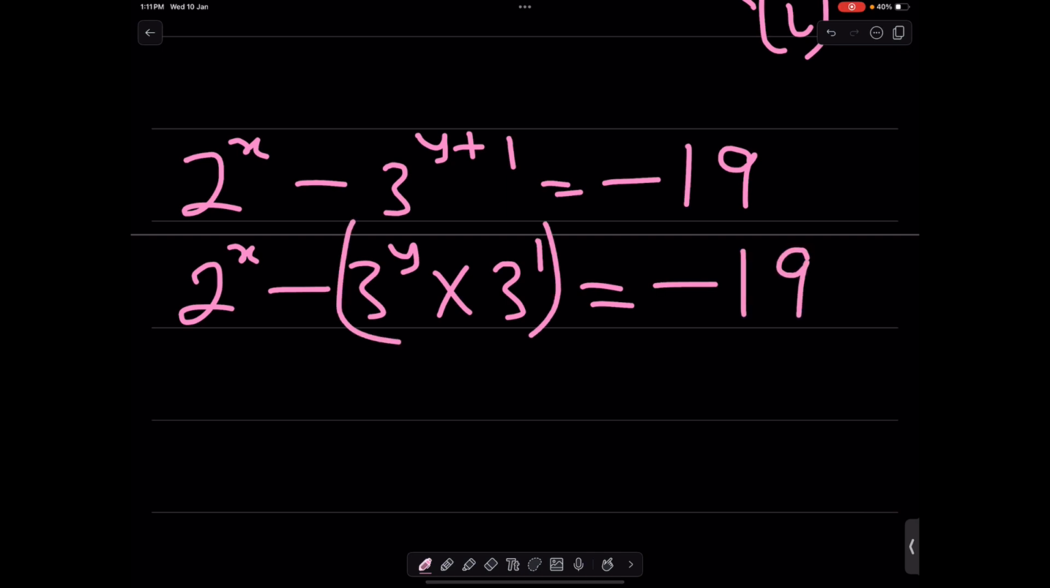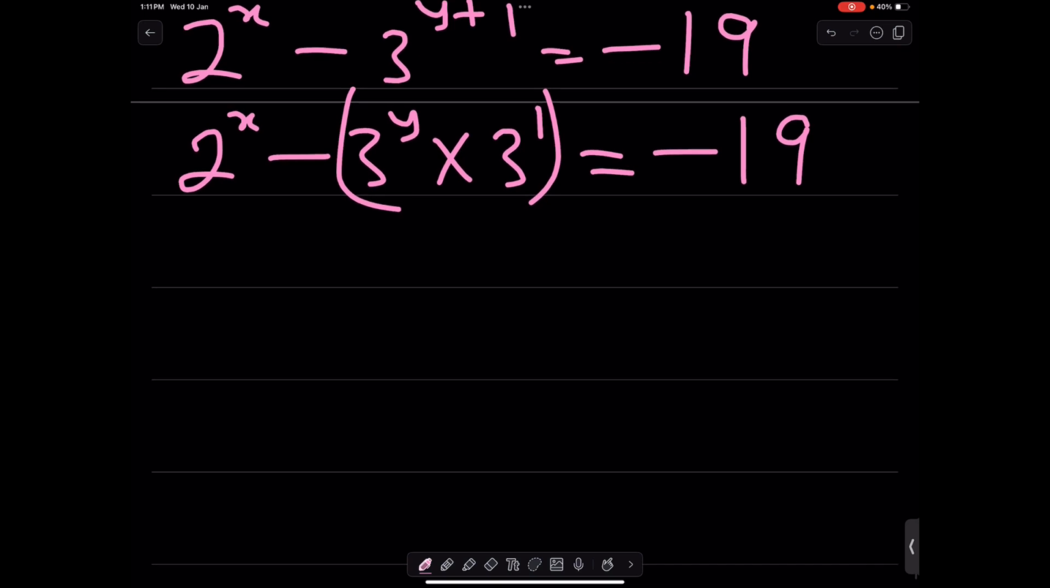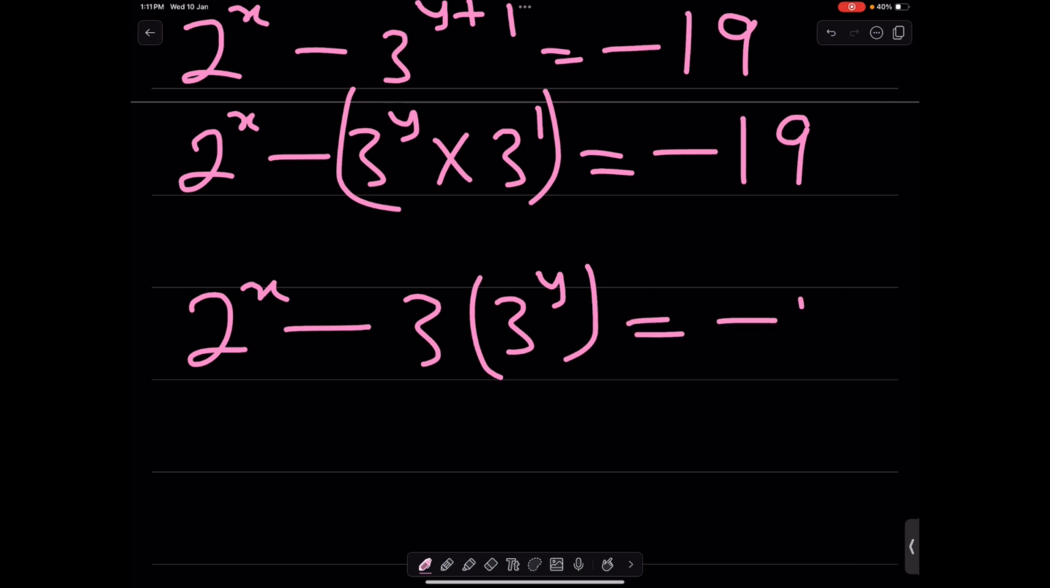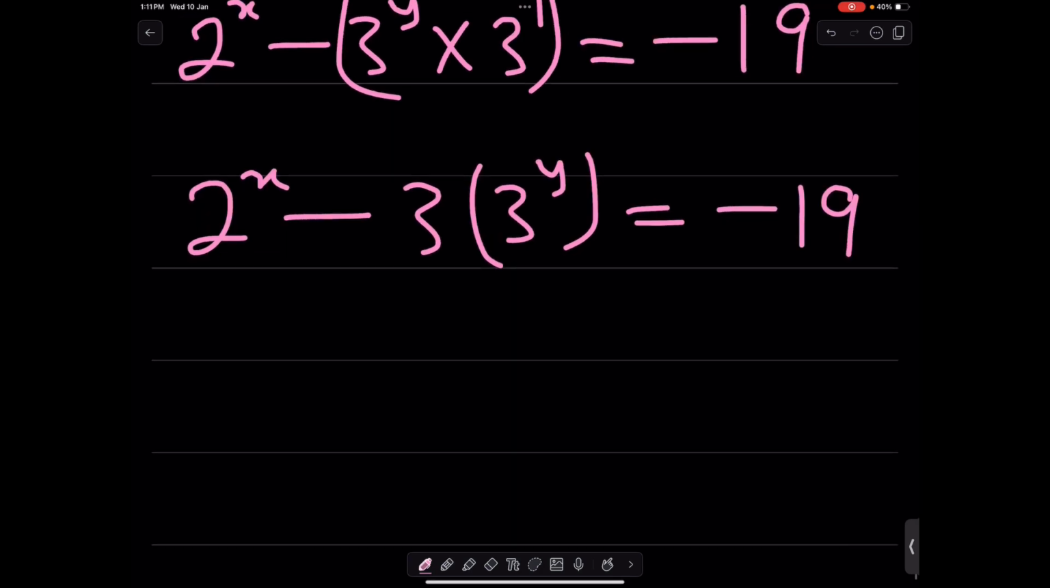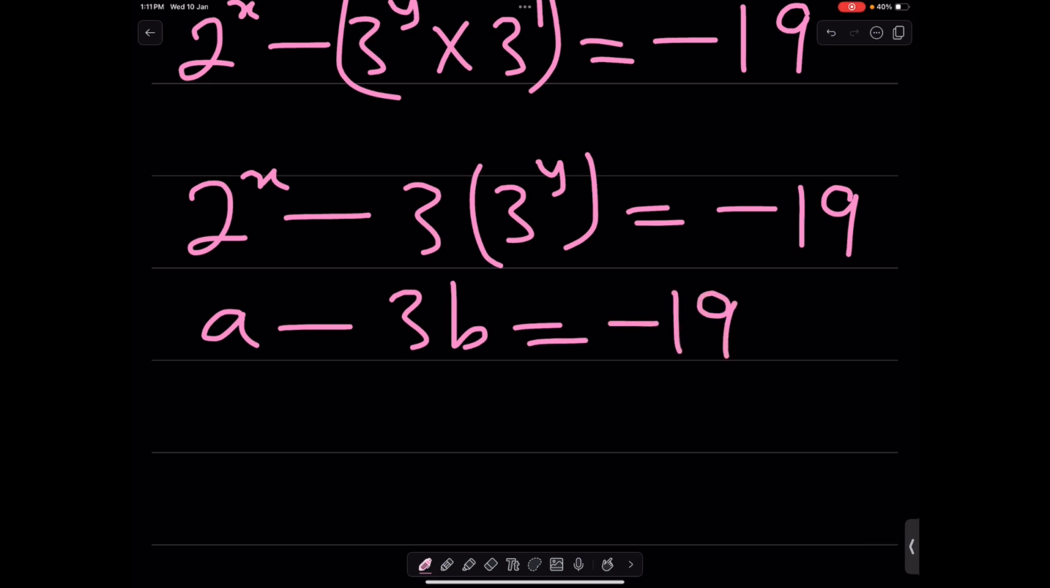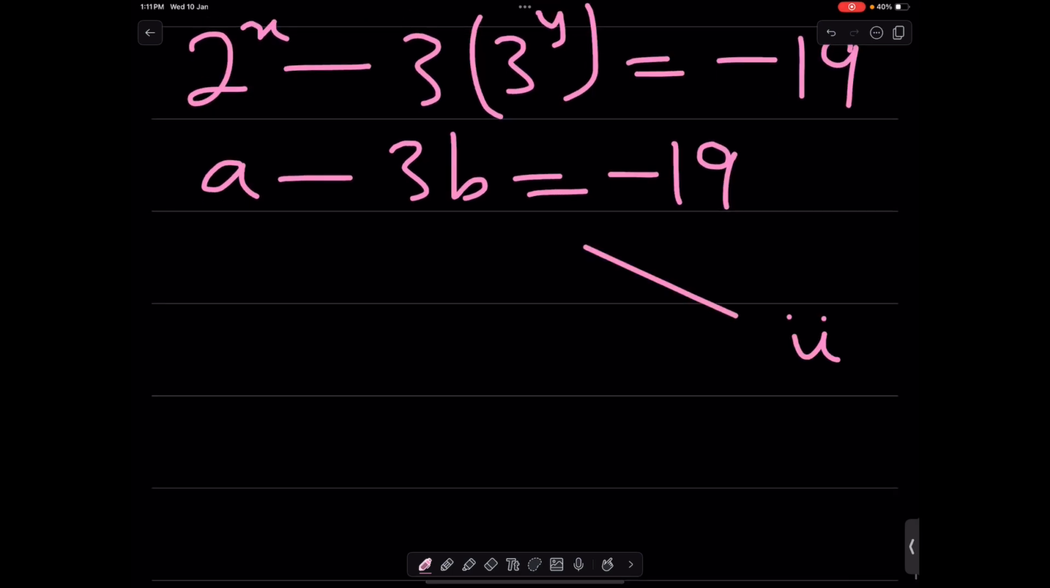Equals minus 19. And that's the same as 2 raised to power x minus 3 into brackets 3 raised to power y equals minus 19. I know that 2 raised to power x is a, that means a minus, and 3 raised to power y is b. That simply means a minus 3b equals minus 19. Let that be our second equation.